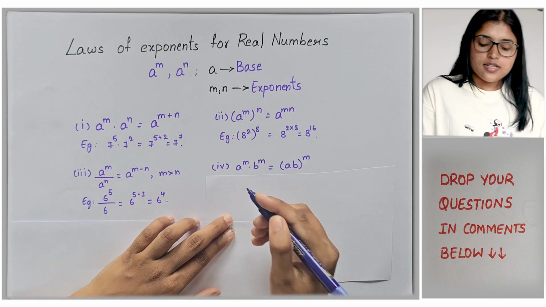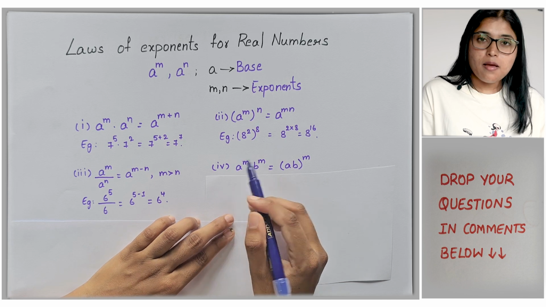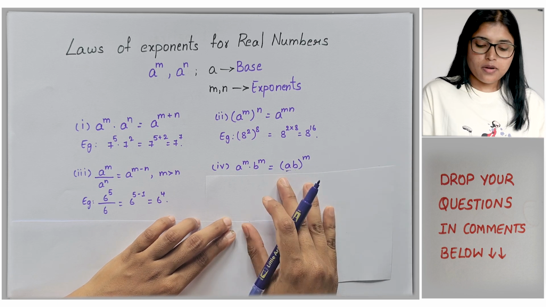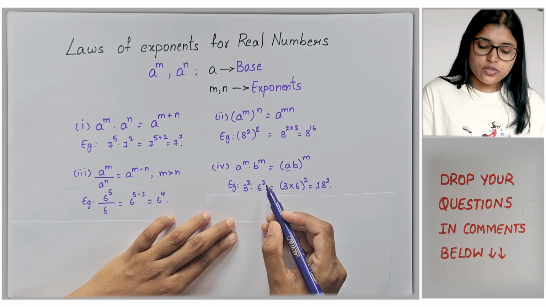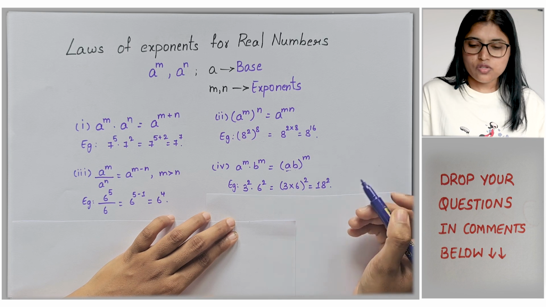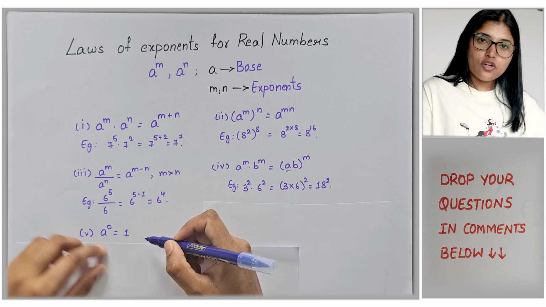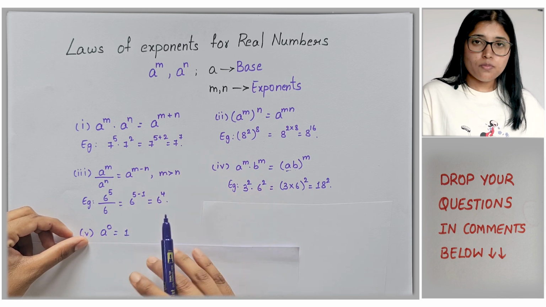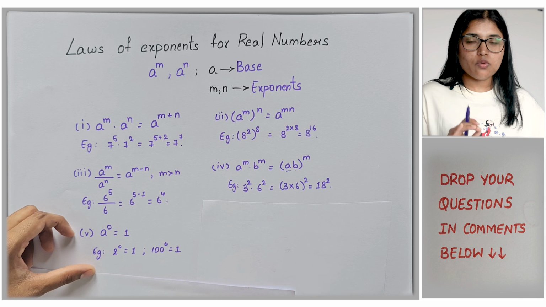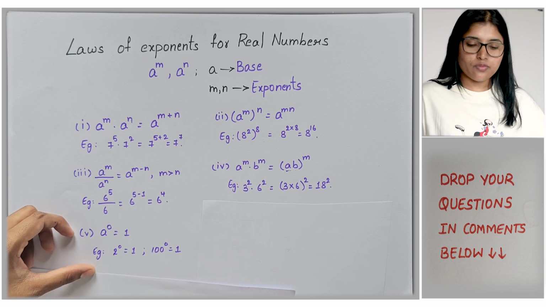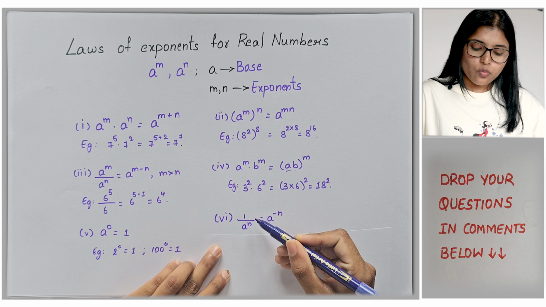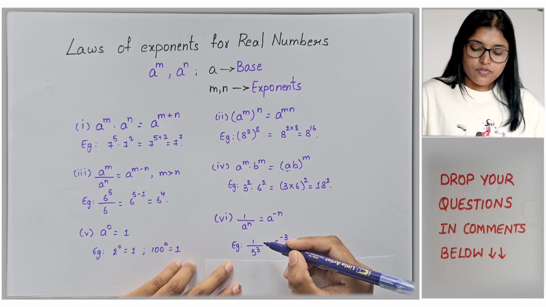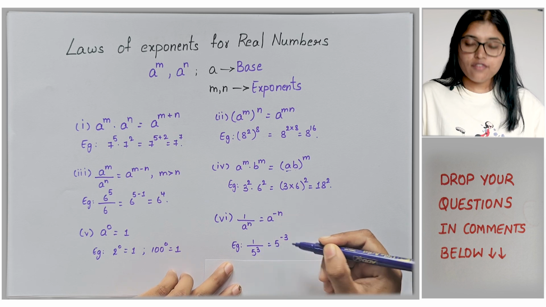The fourth law of exponents states that if we have two different bases but the same exponent or power, you can multiply the two bases to that particular power. So 3 square into 6 square can be written as 3 into 6 whole square, which is 18 square. The fifth law of exponents is that anything to the power of 0 will be equal to 1. It can be 2 power 0 or 100 power 0, it's going to be equal to 1 as long as the exponent is 0. The last law of exponents states that 1 by a power n equals a power minus n. So for example, 1 by 5 cube can be written as 5 power minus 3.